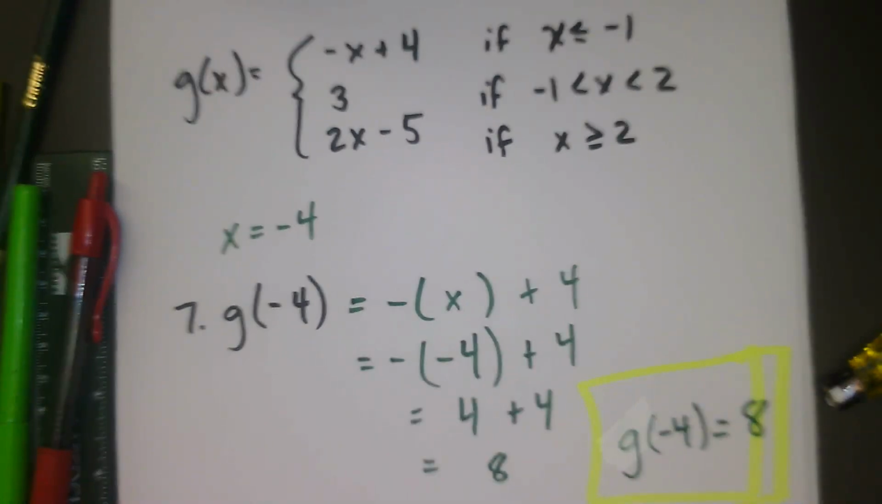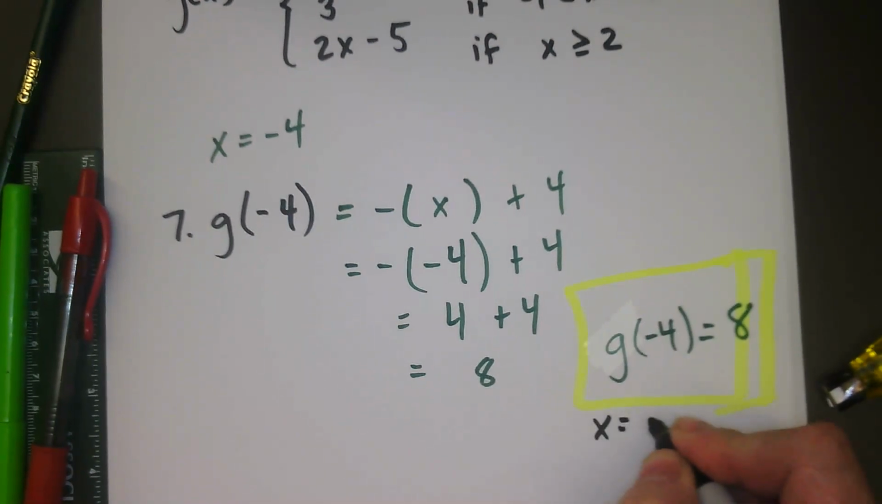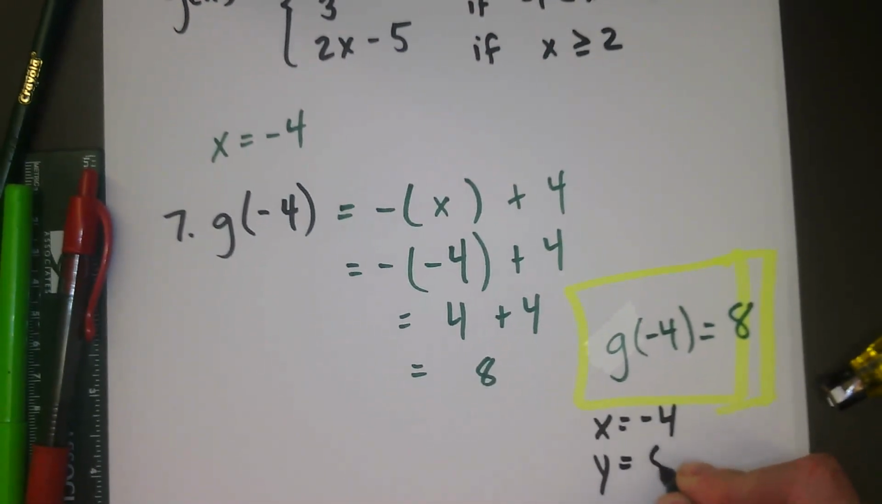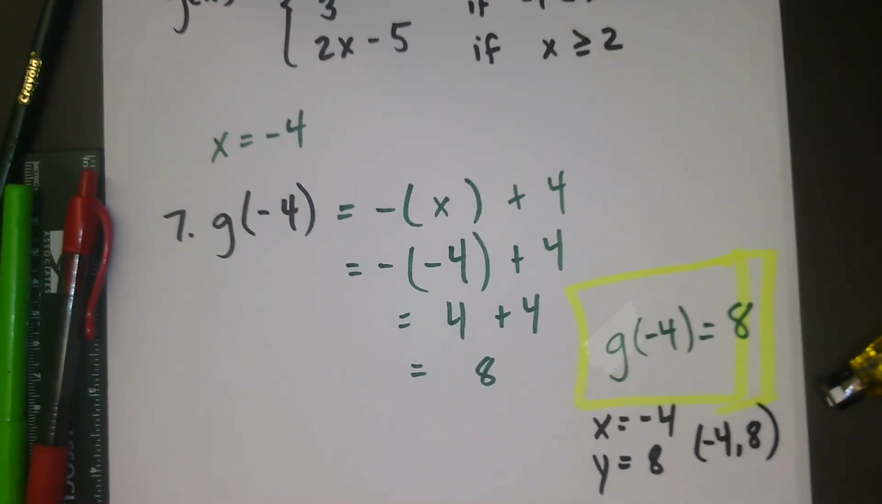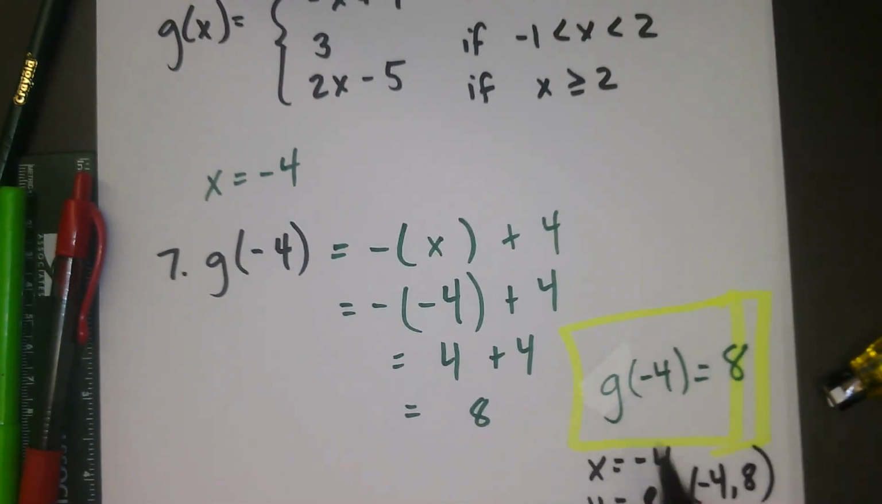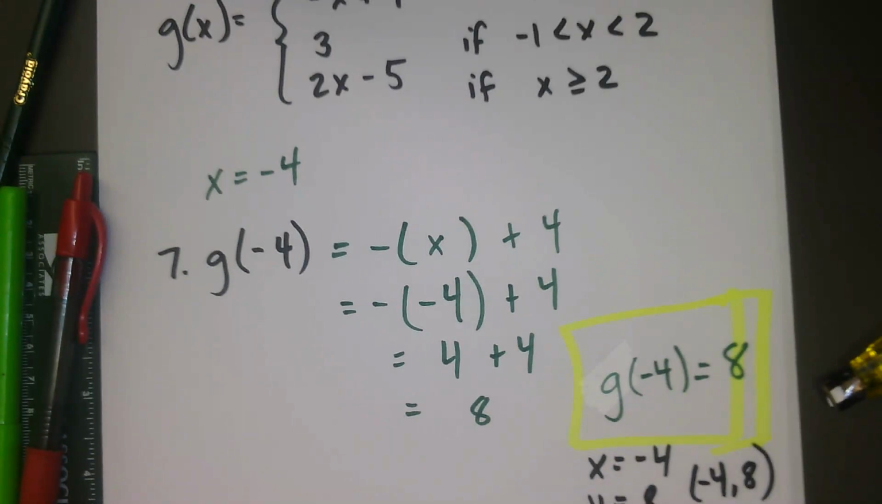But I just want to make sure that you also recognize that this is basically just saying that your x value is -4 and then your y value is 8. You've also written it as a coordinate many times in your math career, but this is how we write it now in function notation. G of -4 equals 8.